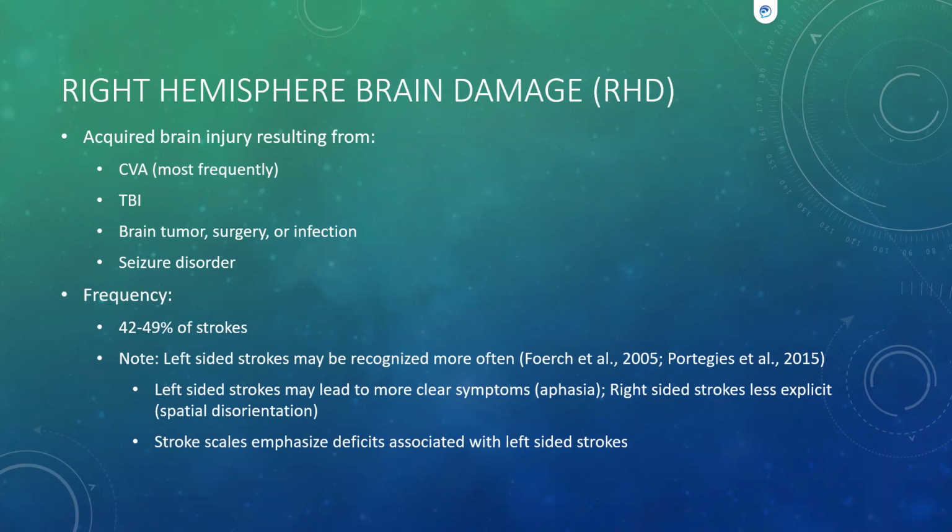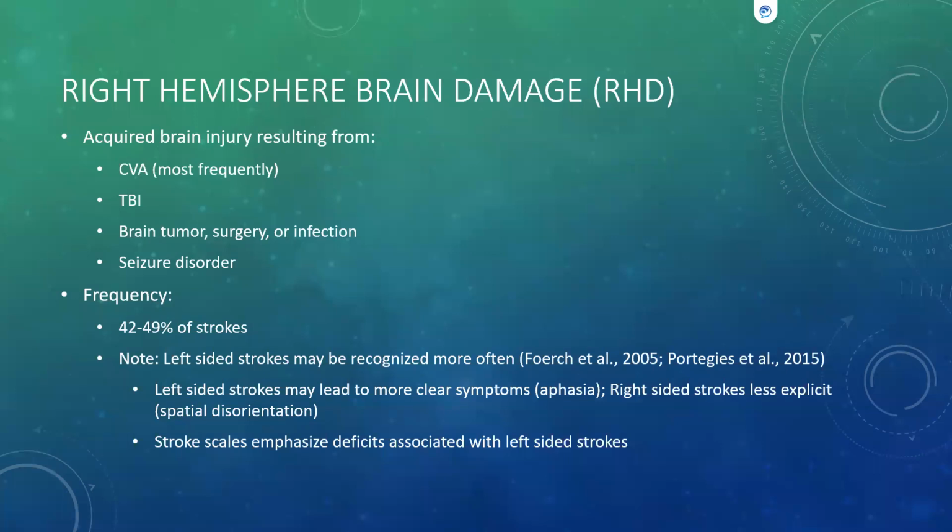Something to really think about when you consider these numbers is that oftentimes left-sided strokes are more easily recognized by healthcare providers. Left side strokes can lead to more clear symptoms in some cases. Something like aphasia would stand out pretty easily to a caregiver or even a healthcare provider. Someone with a right-sided stroke might have less explicit deficits. They may be experiencing spatial disorientation. That's something that could very easily be missed by a loved one or, again, even a healthcare provider.